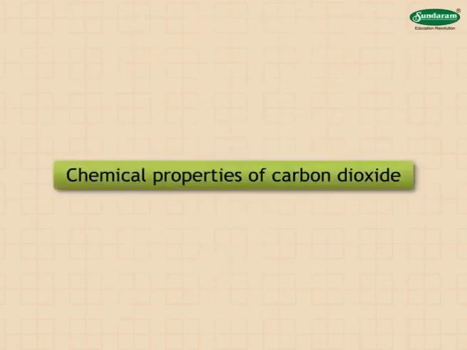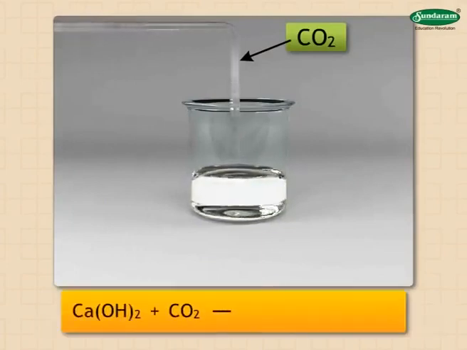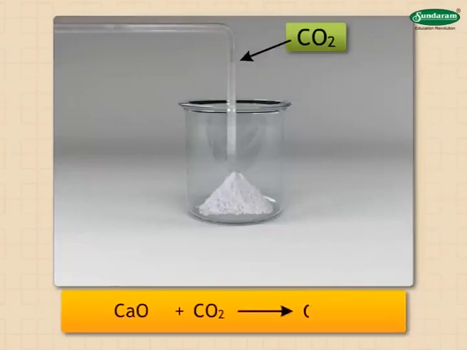Now we shall study some chemical properties of carbon dioxide. When carbon dioxide is passed through lime water, it turns white. Calcium carbonate is white in color and does not dissolve in water. When carbon dioxide reacts with oxides of metals, carbonates of those metals are formed.